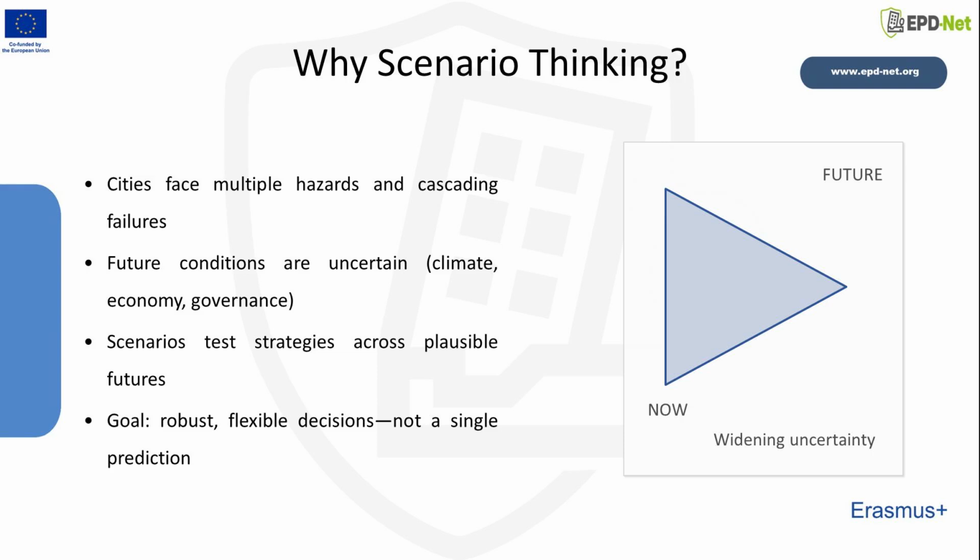Scenario thinking matters because cities do not face a single isolated risk. Heat, flooding, drought, infrastructure failure, housing pressure, governance change, and social vulnerability can reinforce one another. Under these conditions, planning based on one expected future is often too fragile. Climate trajectories may shift, economic conditions may change, and institutional capacity may improve in some places while weakening in others. Scenario approaches help planners respond to this uncertainty without waiting for perfect information.